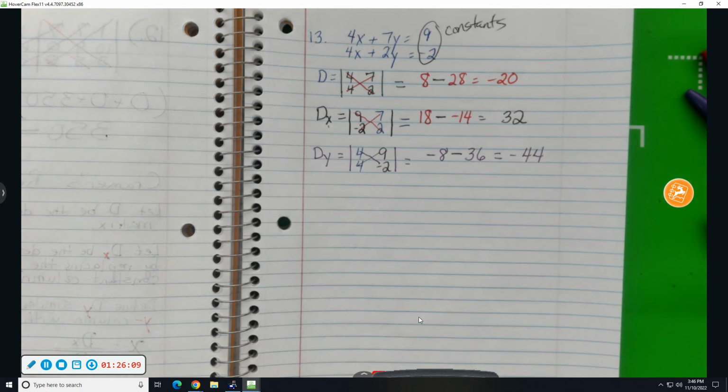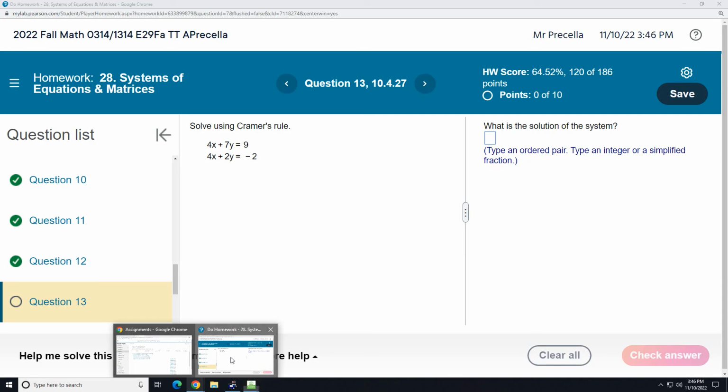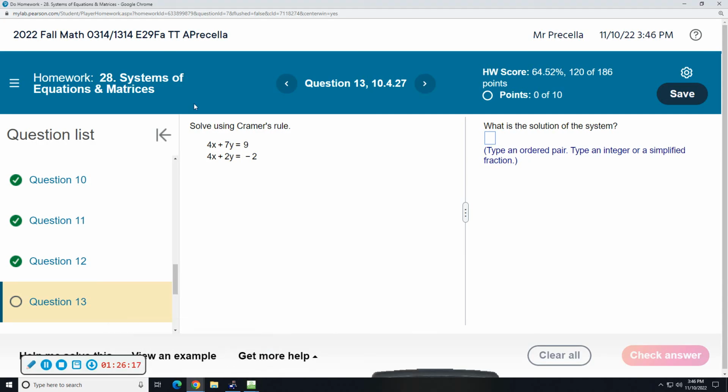Tim, can you look and let me make sure I didn't miscopy this problem? I was thinking for the first one, I was surprised it wasn't giving you 4x plus 7y is 9, 4x plus 2y. Okay. Okay, that's right.